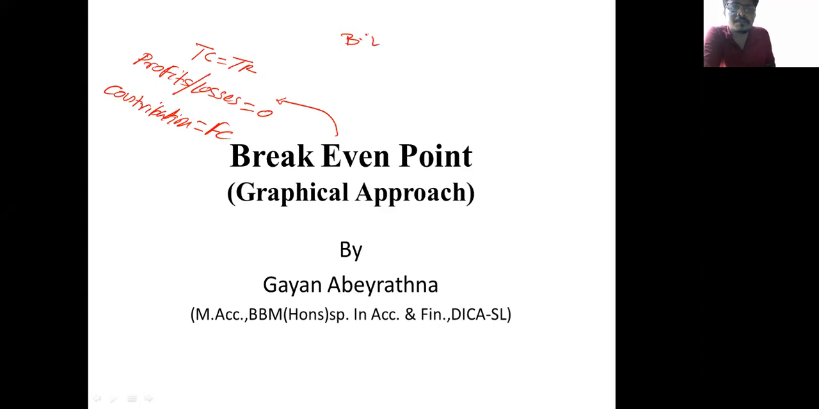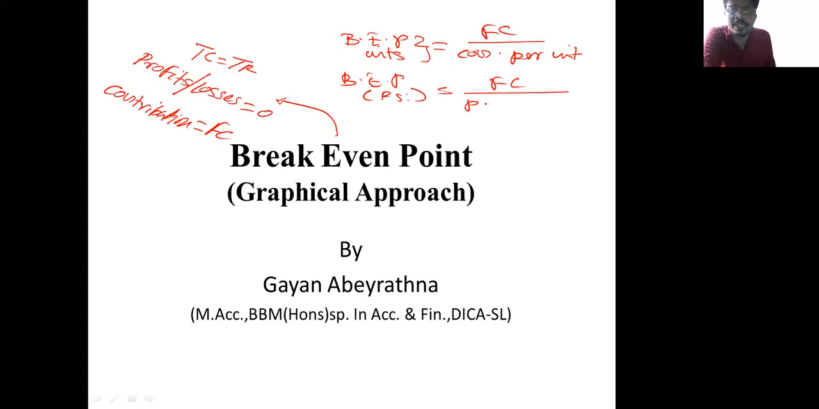If we revise it, break-even point in units equals fixed cost divided by contribution per unit. Break-even point value, that means in rupees, we can calculate as fixed cost divided by PV ratio, or otherwise we can multiply the BEP units by the selling price per unit.